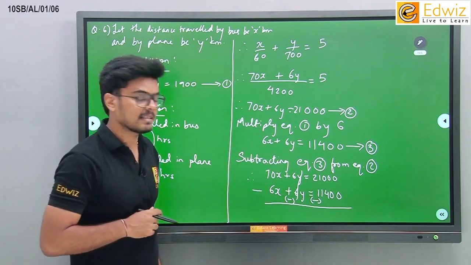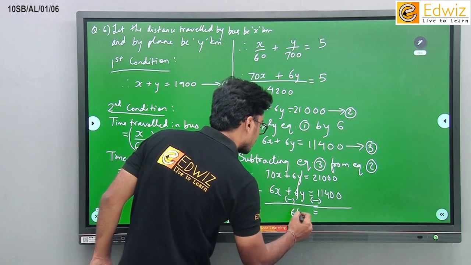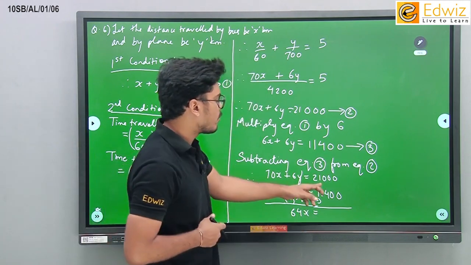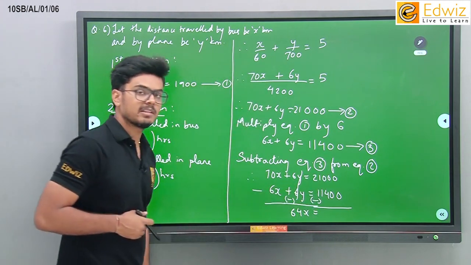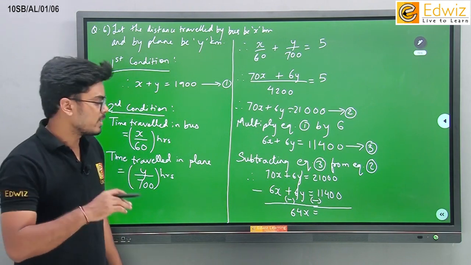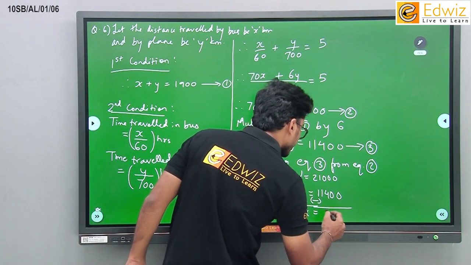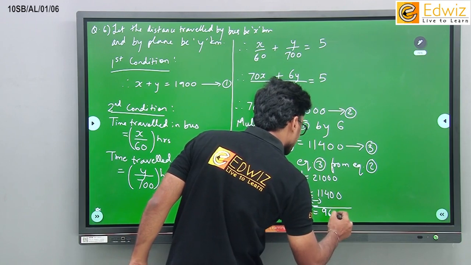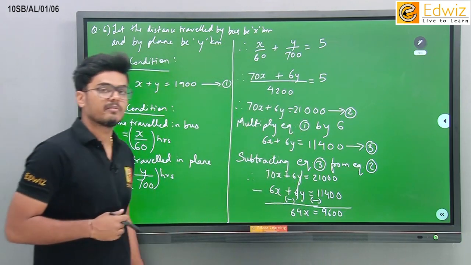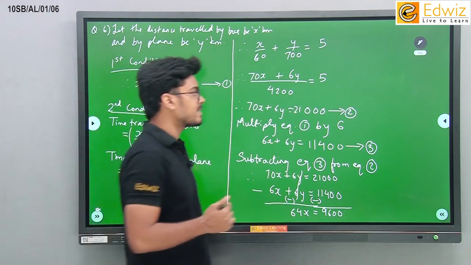70x minus 6x, it will be 64x equal to 21,000 minus 11,400. So it is 9,600. Correct? This is the difference. Now value of x क्या होगा?